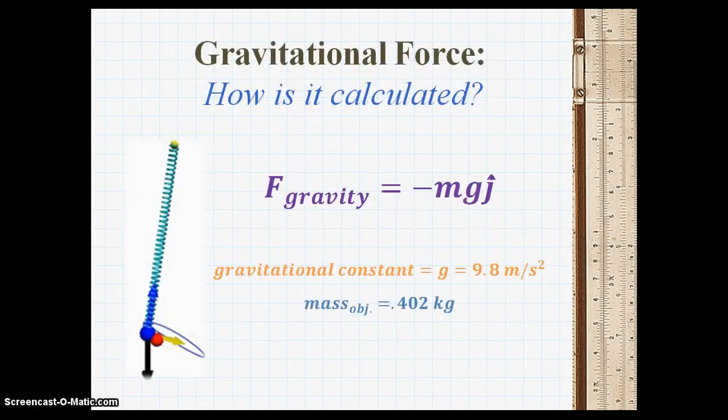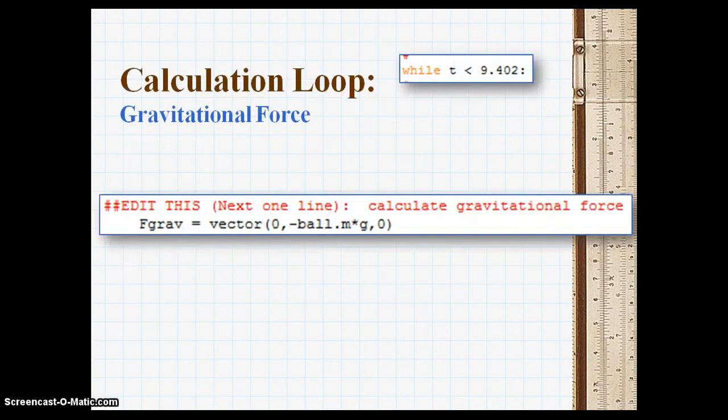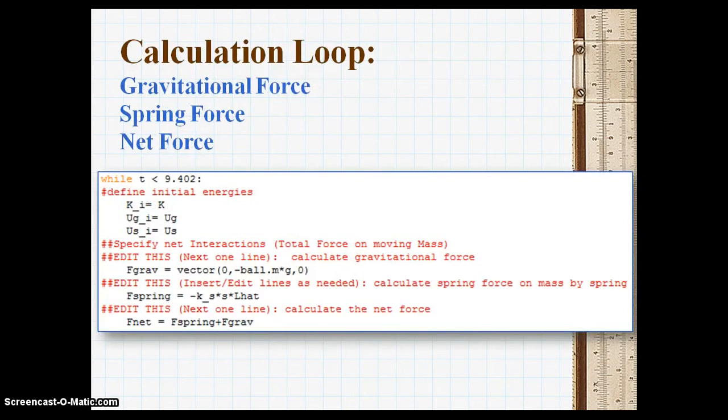The second force acting on the system is the force Earth exerts, the gravitational force. This force is calculated by multiplying the mass of the system by the gravitational constant g in the negative y direction. Here it's shown in code form. Now that all the forces have been calculated, we can place them into an updated code with net force included. The net force is equal to the spring and gravitational forces combined.